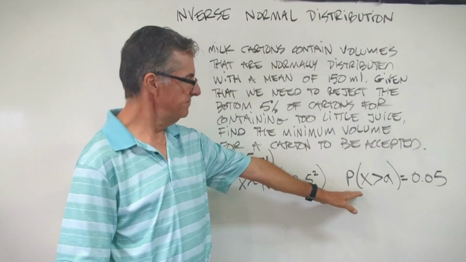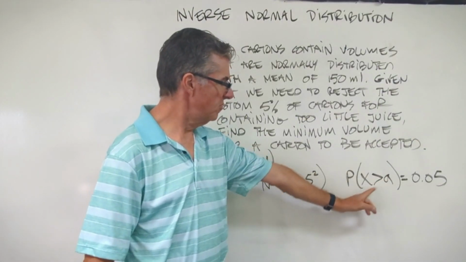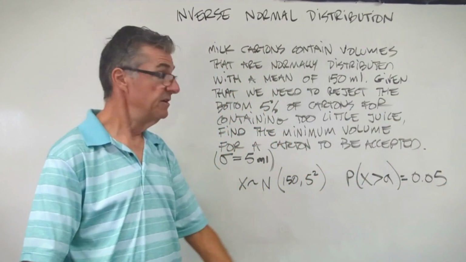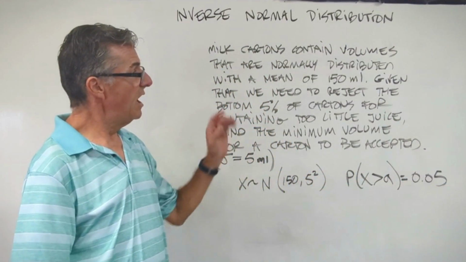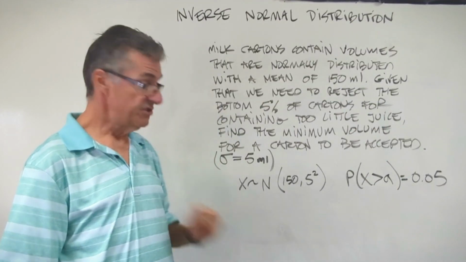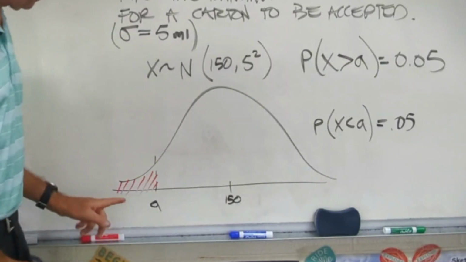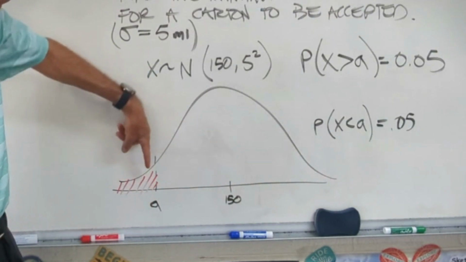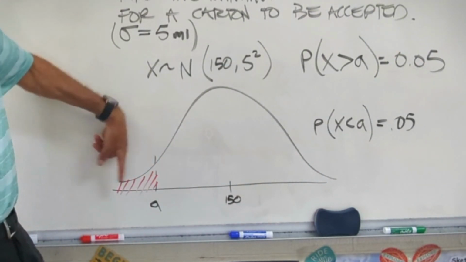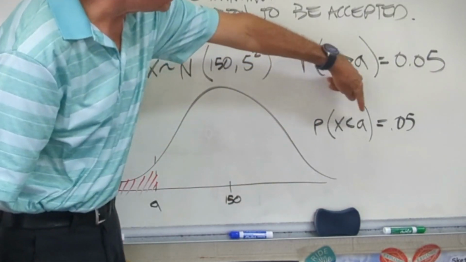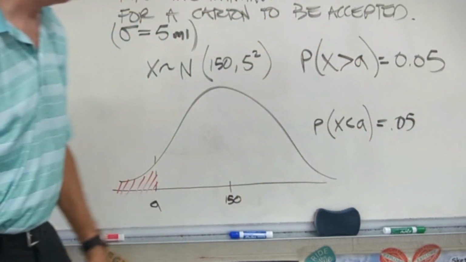Okay, here's our problem. We want x to be greater than a, and we want the area under the curve to be 0.05. Okay, so now I want to go ahead and have you sketch the graph, plug it into your calculator, get an answer, and come back. Here's my graph, here's my A, here's my 0.05 area. I re-articulated it. Remember, we always want to be shooting to the left. So x is less than A equals 0.05.